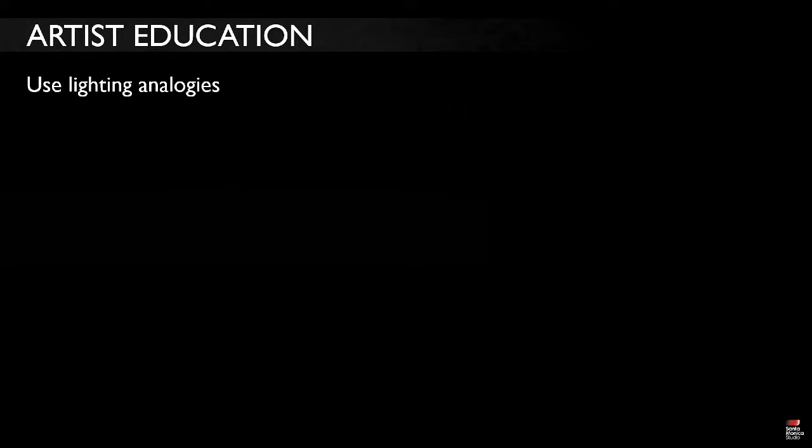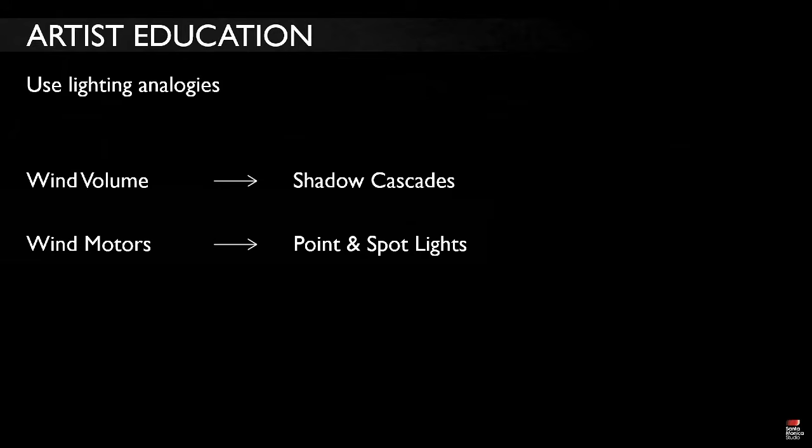Artist education. As artists and managers and producers come to understand this system and its limitations, we can borrow on some existing intuitions by using lighting analogies. The wind volume, for example, is kind of like our shadow cascades. If your motor is not in the box, it's not going to blow wind, just like if a model is outside of a shadow map, it won't cast any shadows. Wind motors are kind of like point and spotlights. They inject light and wind into the scene in a targeted way.